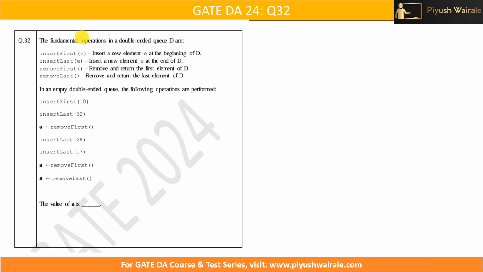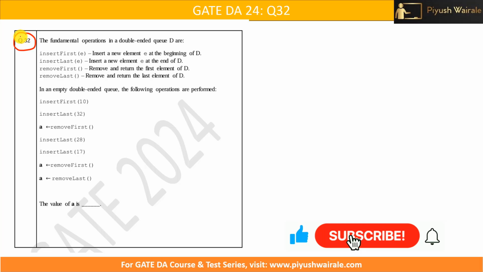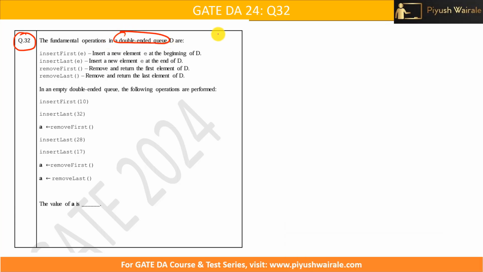Hello everyone. In this video, we are going to discuss question number 32 of the GATE DA24 exam. This question is based on double-ended queue. We already discussed what the queue data structure is.